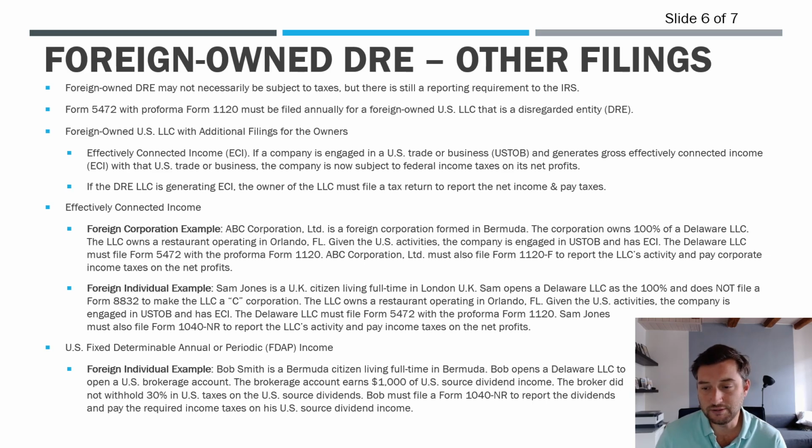So because the tax wasn't paid, Bob has to file a 1040-NR to report the $1,000 in dividend income and then pay the 30%, or the $300 in taxes, to the IRS.